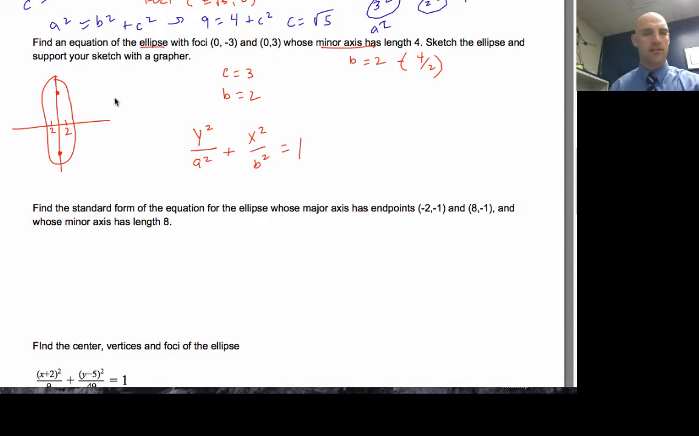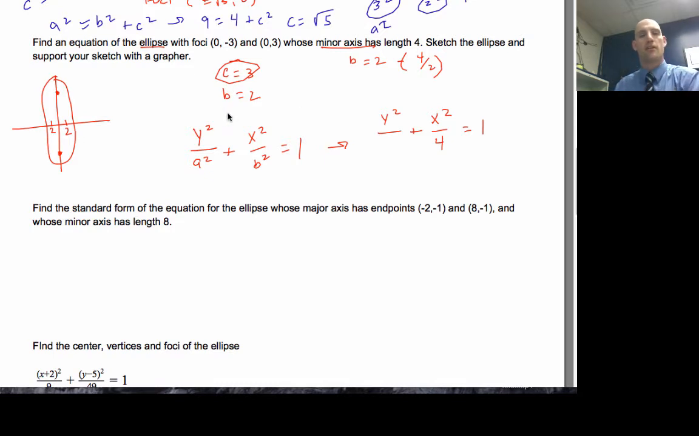How did I know it was y first? Well, it's up and down, because obviously my foci are on this up and down line. And so I've got y squared over, I don't know what a is yet, but I do know what b is, because b is my minor axis. So I've got plus x squared over 4, because b squared would be 4, is equal to 1. Why do I need this c? That's going to help me.